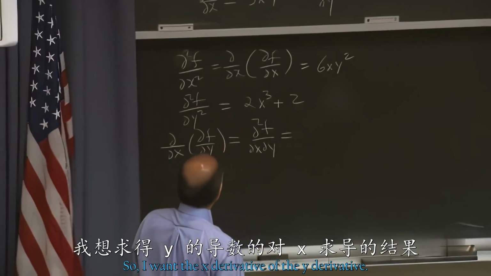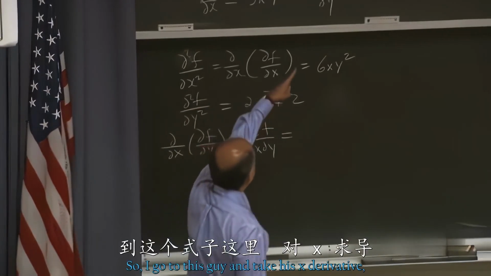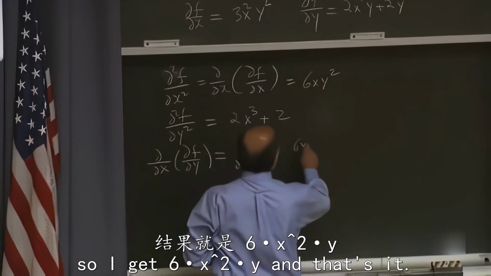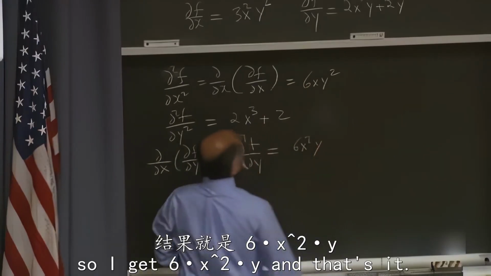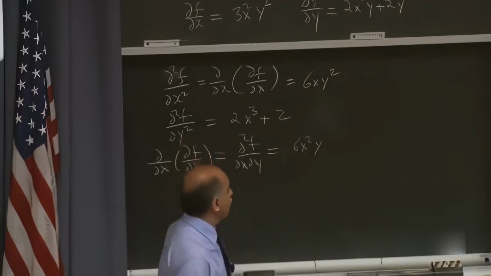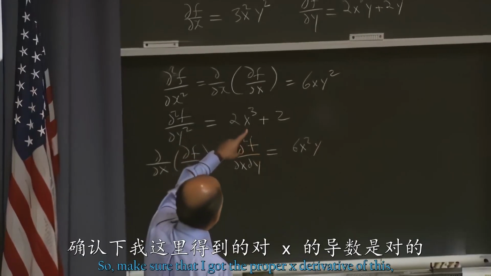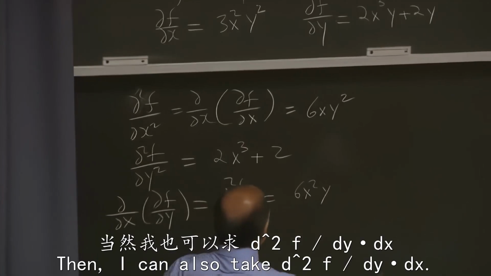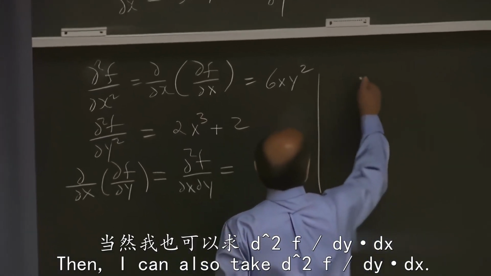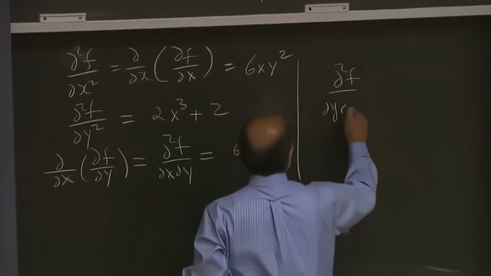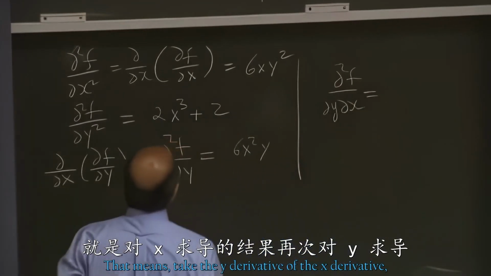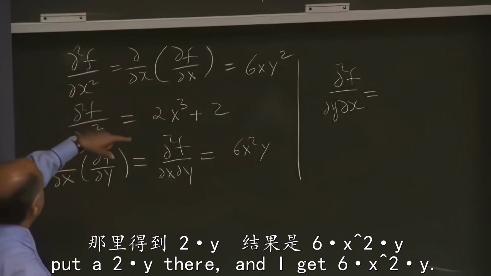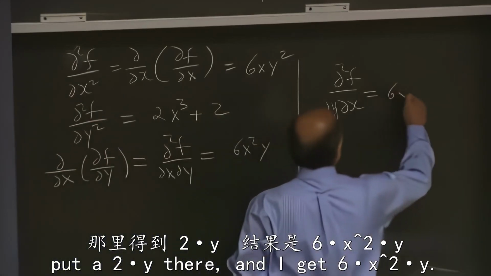Let's see what I get. I want the x derivative of the y derivative. So I go to this guy and take its x derivative. I get 3x squared from there. So I get 6x squared y, and that's it. Let me make sure that I got the proper x derivative of this. I think that's fine. Then I can also take d2f/dydx. That means take the y derivative of the x derivative. Well, here's the x derivative. Take the y derivative of that, put a 2y there, and I get 6x squared y.